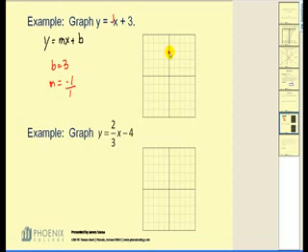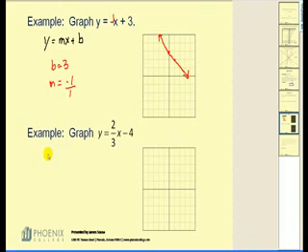and then use the slope to find additional points. The slope of negative 1 over positive 1, I would go down 1 unit and right 1 unit. And this would be our line through those 2 points. It's as simple as that.